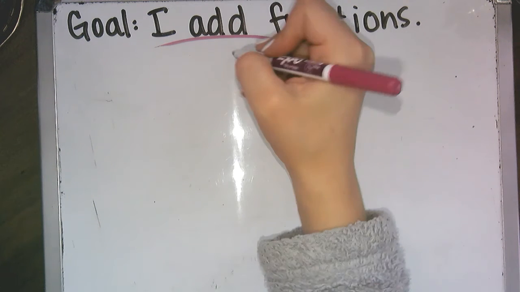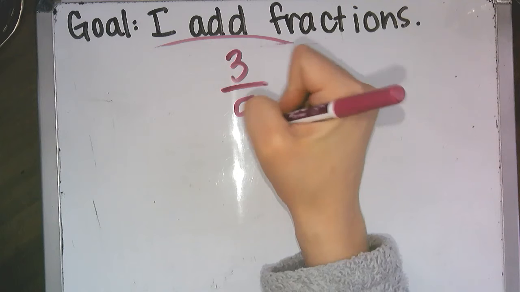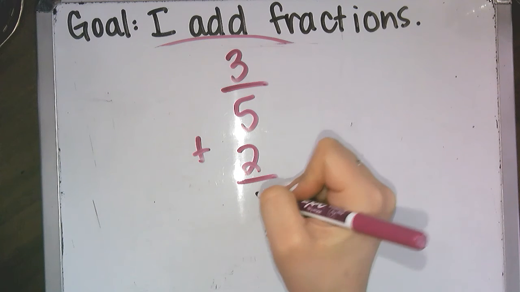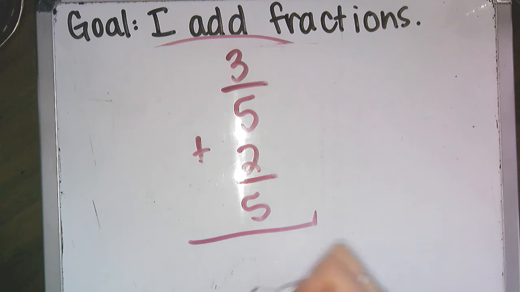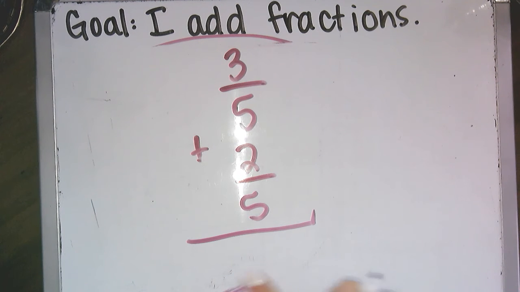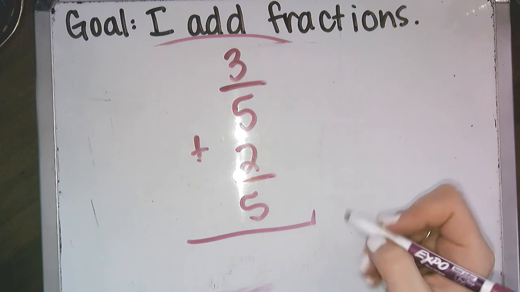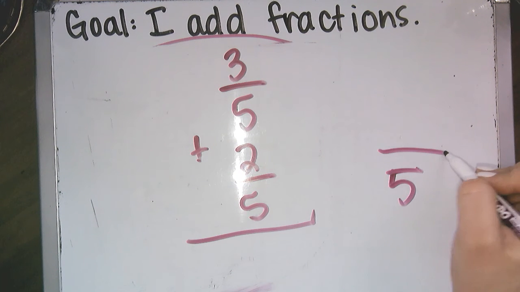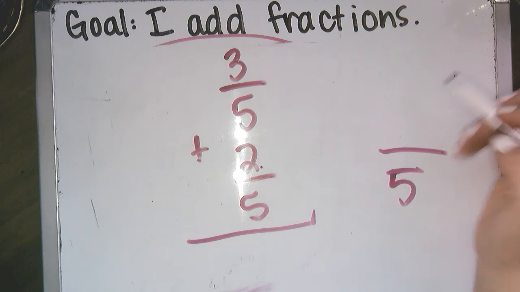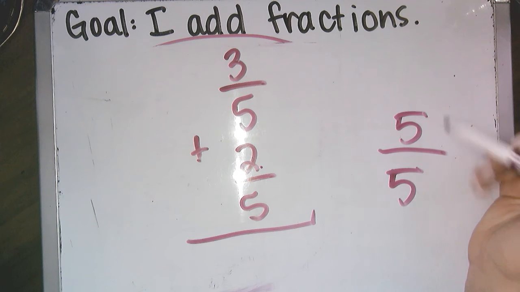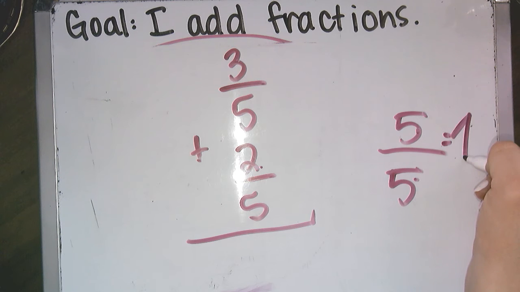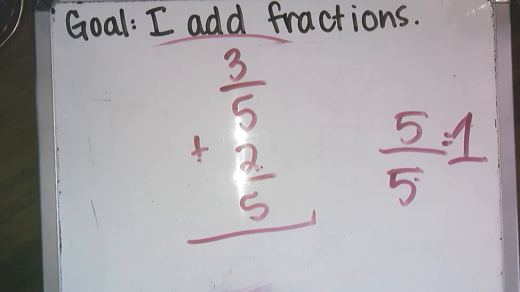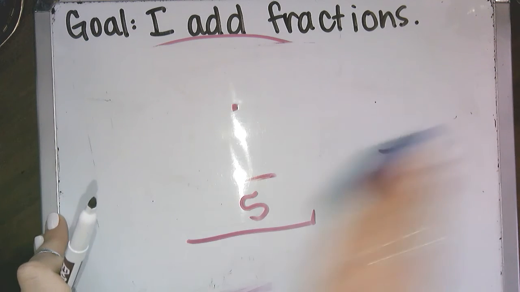So remember, even if numbers are stacked on top of each other, this one says 3/5 plus 2/5, my denominator is still the number on the bottom. So I would keep my denominator, and then I would do 3 plus 2, and 3 plus 2 is 5. And as we saw before, if my numerator and my denominator are the same, that equals 1. So it doesn't matter if they're horizontal or vertical.